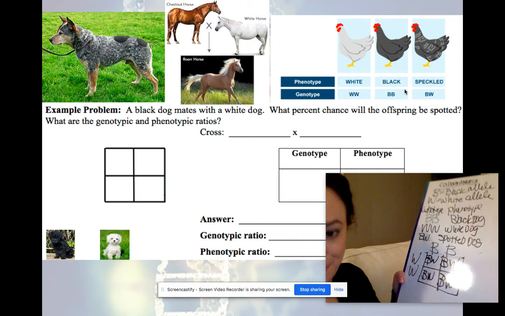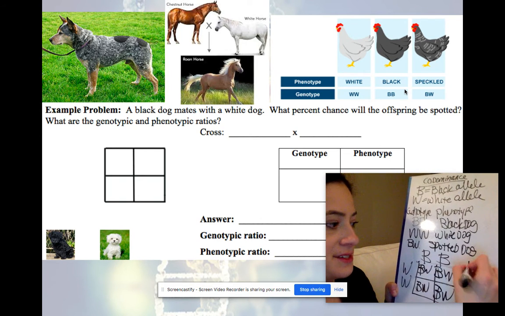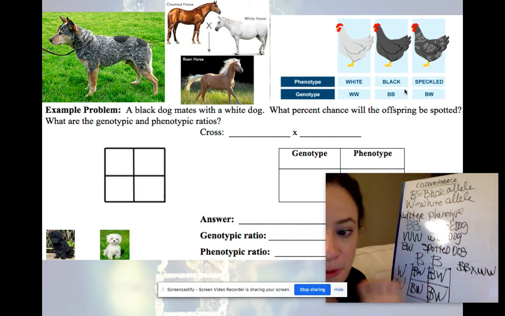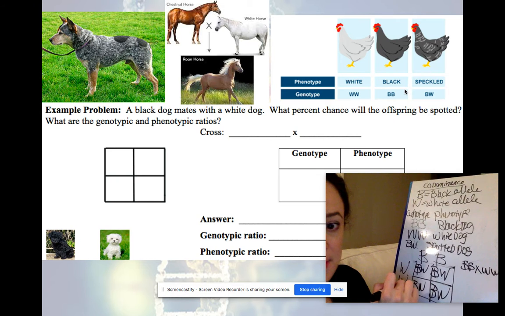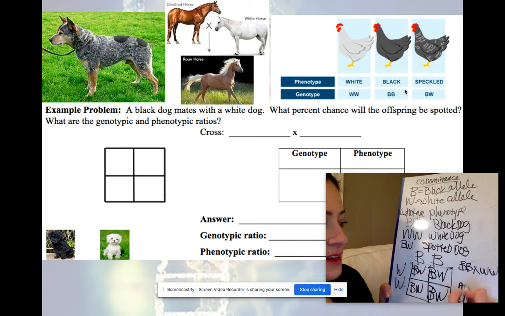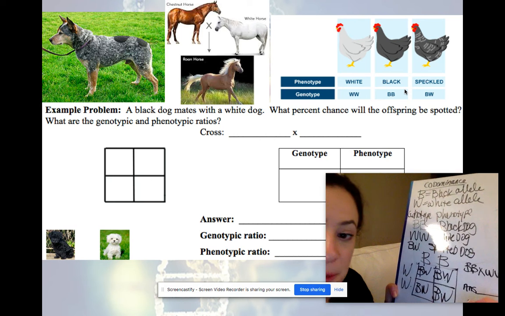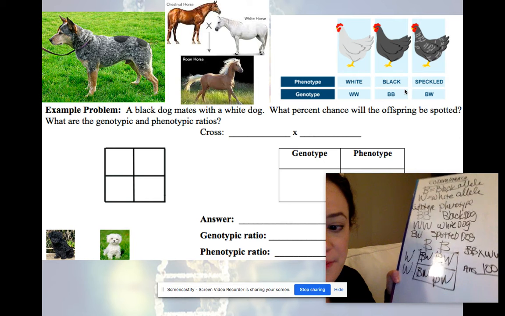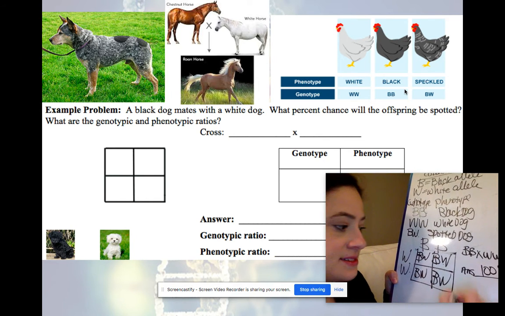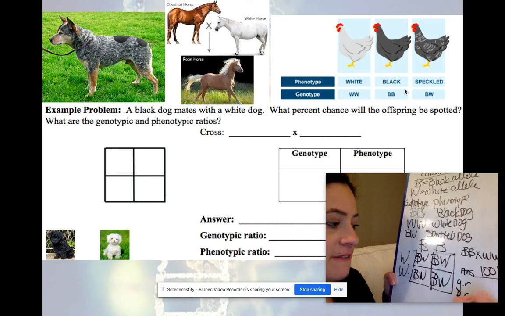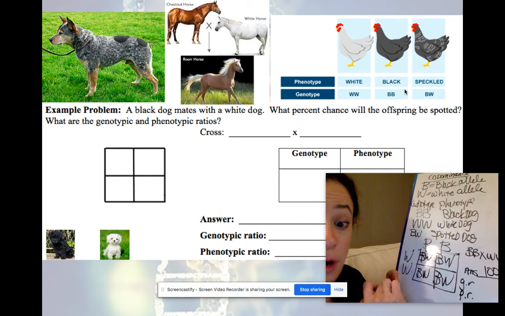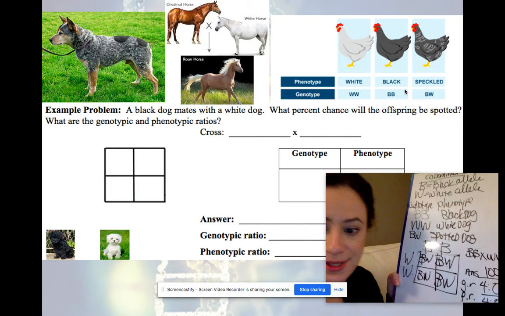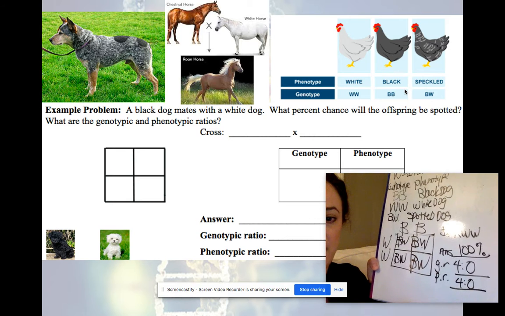So to fill out your notes, the cross shows that it's between BB and WW. Okay, we did the square here. And then the answer to this question, what % chance will the offspring be spotted? The answer to that is 100%. And in this case, the genotypic ratio and the phenotypic ratio are both the same. And in this case, both of them are 4-0. So that's what we have for that one.